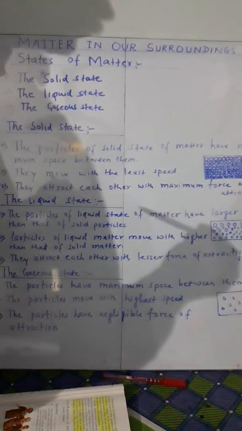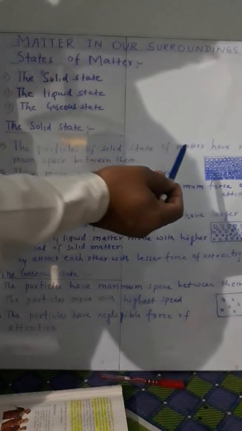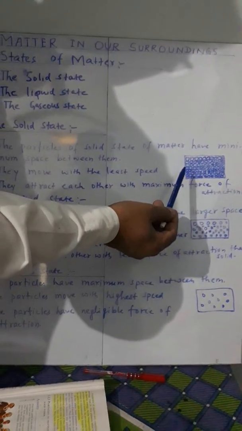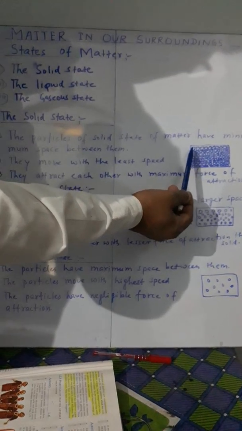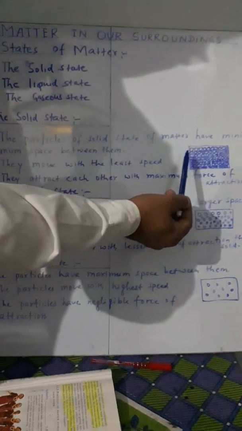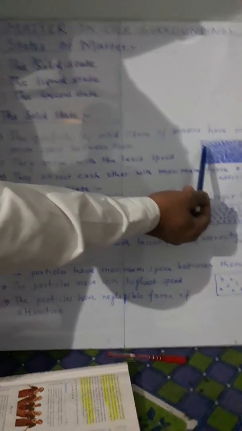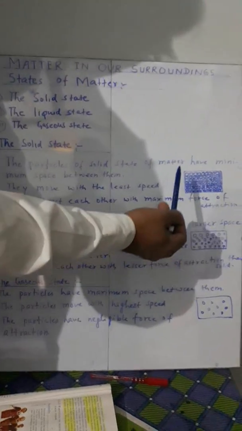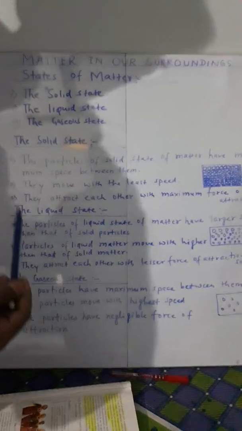Last time we have discussed, and today also I want to say, the particles of solid matter have the least space. See, the space is not there, so how is it possible for particles to move? Since space is not there, and they have very strong force of attraction, they are not able to move. They just vibrate in their place.